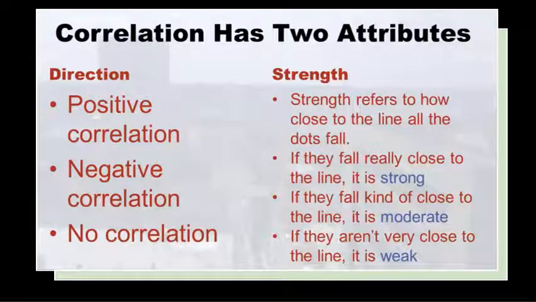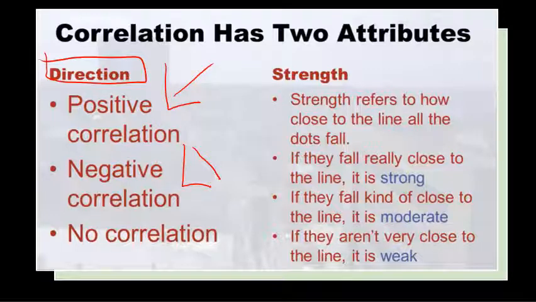Okay, so correlation actually has two different attributes. We already looked at the direction and what that means. That's just the direction of where your correlation is going, or how your two variables are related. Remember we looked at positive correlation, which is where it does this, and negative correlation, which is when it does this. And then no correlation, which is when you can draw just a straight horizontal line, or no line at all.